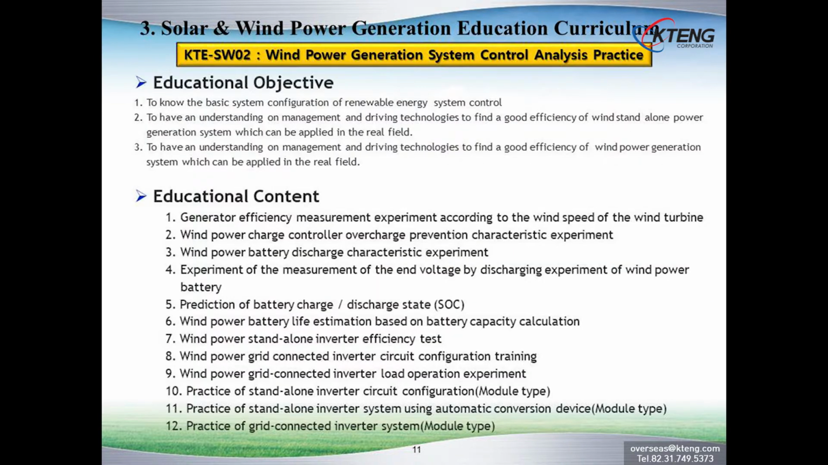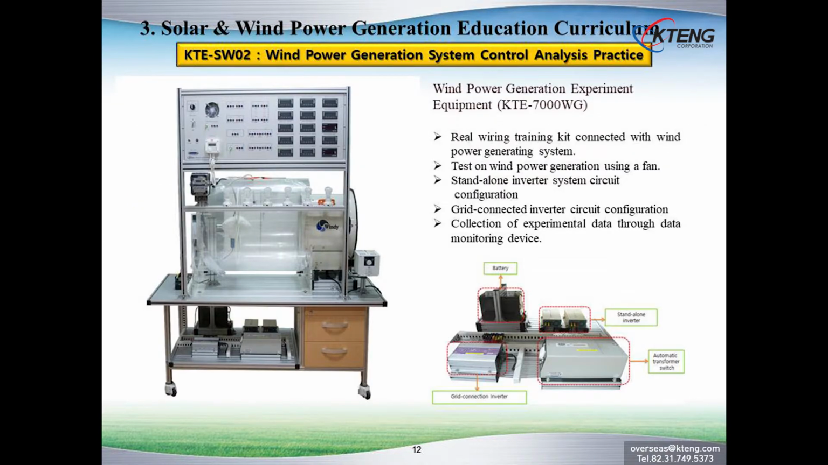This is a detailed description of the wind power generation system control analysis practice. In this subject, the purpose of education is understanding the wind power system and knowing how to control this system. The Wind Generating Test System, KTE 7000 WG, consists of a wind generating system and a wind power convert test system. Trainees can learn about the process of producing electricity in a wind power generation system using KTE 7000 WG. Also, the power convert test system creates the basic sequence controlling circuit through the automatic control part for control tests for each capacity of the wind generating system.